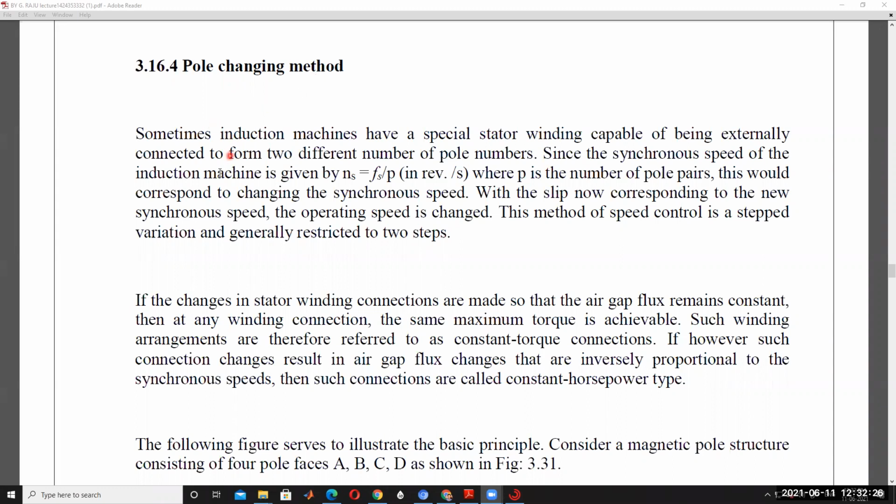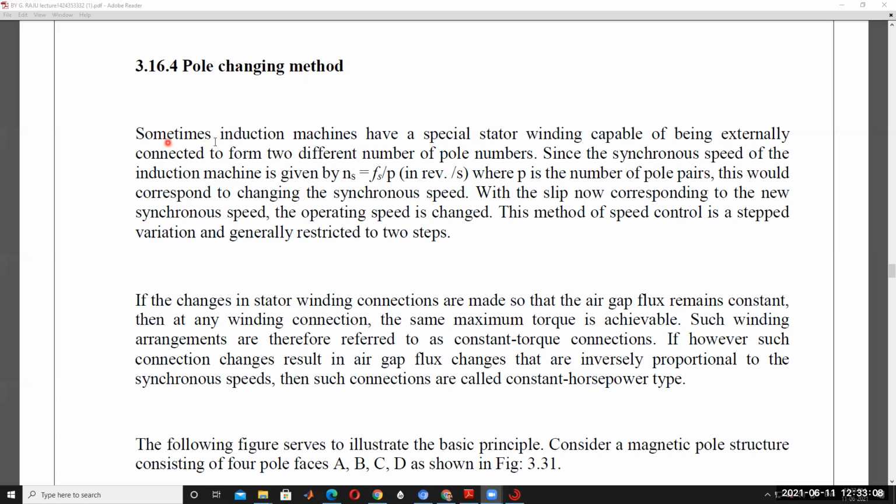In this pole changing method, sometimes an induction machine has a special stator winding capable of being externally connected for two different numbers of poles. There is a special connection in the stator winding of a three-phase induction motor. To control the speed of the induction motor by using the pole changing method, one extra special stator winding is required.